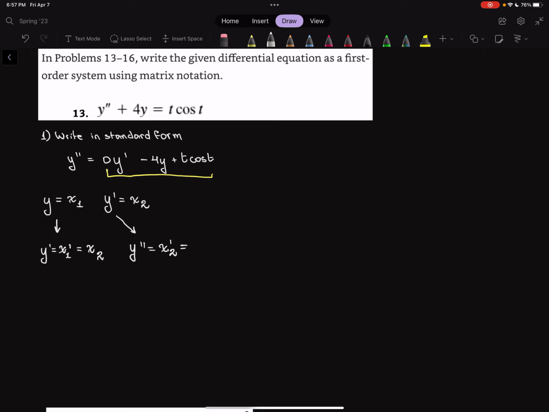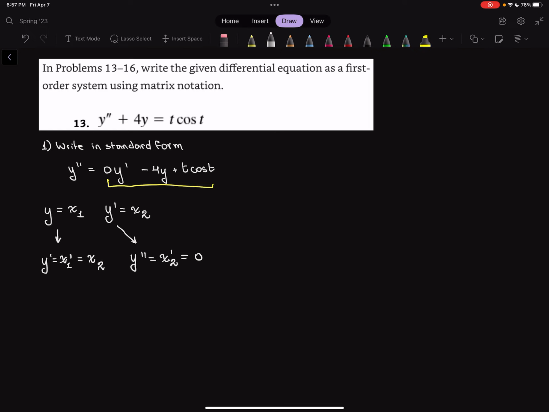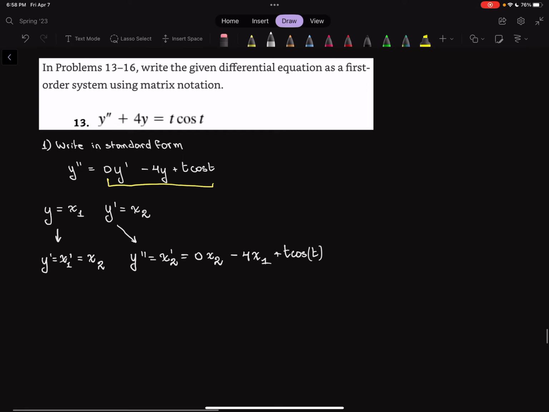So, let's substitute that y with the definitions that we made there. So let's say that 0y, this is going to be 0 times y prime, which is x sub 2, minus 4 times y, which is x sub 1. And then we have plus t times the cosine of t. Well, now that we have this, what do we do?